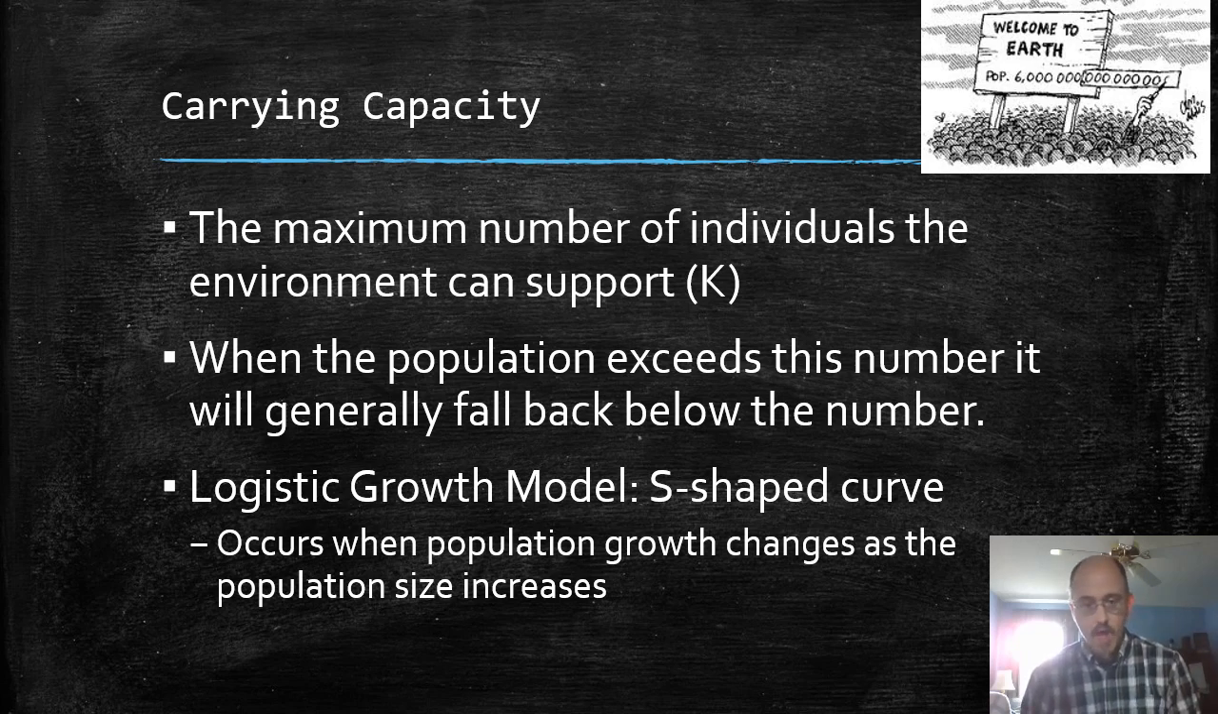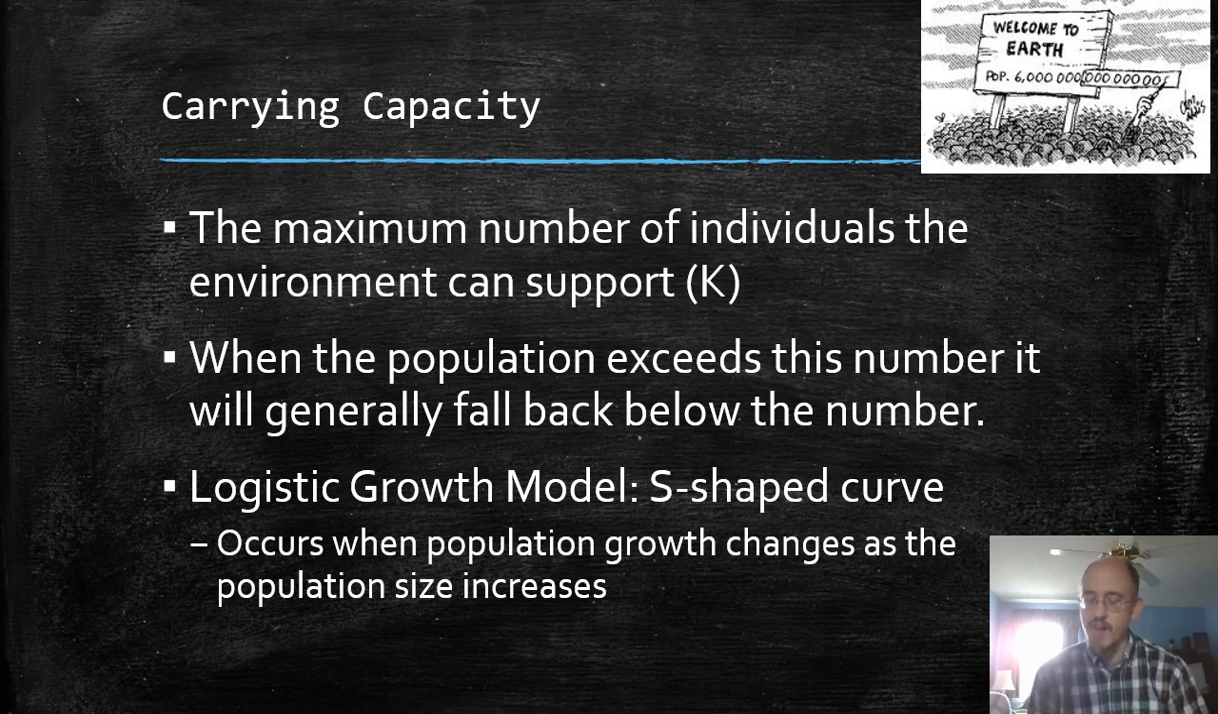Now, when the population exceeds that number, it will fall back below. It can go above that for a brief period, but it will come crashing back down, and it will come back to carrying capacity, or it will fall below carrying capacity. And this creates what we call the logistic growth model. So before we saw the exponential growth model, which is a J-shaped curve, now we're going to have an S-shaped curve in the logistic growth model.